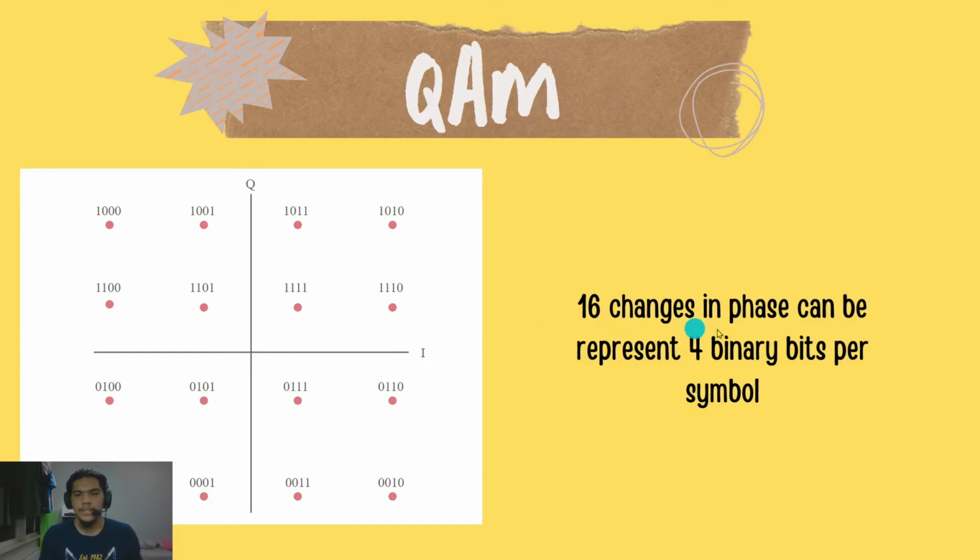Each change in phase can be represented by four binary bits per symbol. As you can see, this is 16 symbols and each symbol represents four binary bits of data. Okay, thank you.